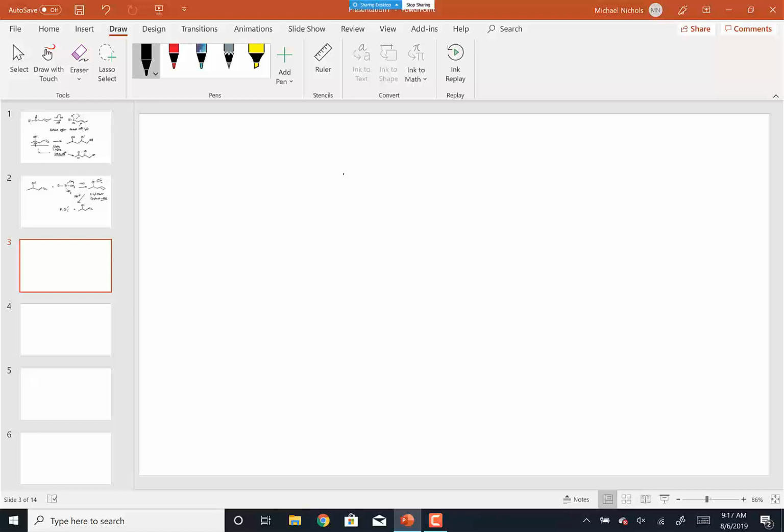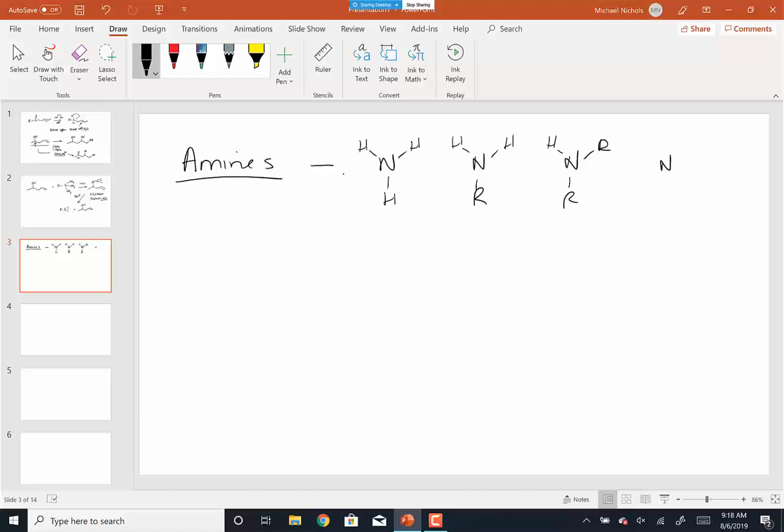Now, amines. So for amines we have to define the types of amines that we can have. So we can have 4 types of amines, depending on what's attached to the nitrogen. So you can have 0, 1, 2, or 3 alkyl groups attached to the nitrogen.